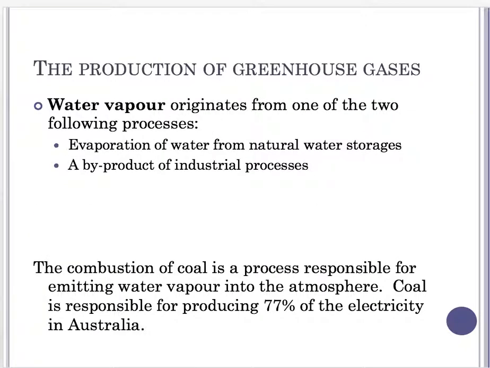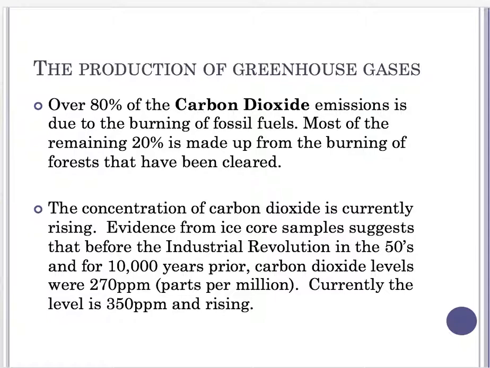The water vapor originates from one of the 2 following processes: evaporation from natural water storages and a byproduct of industrial processes. The combustion of coal is a process responsible for emitting water vapor into the atmosphere. Coal is responsible for producing, I think it's 76 to 77% of the electricity in Australia. Over 80% of carbon dioxide emissions is due to the burning of fossil fuels. Most of the remaining 20% is made up from the burning of forests that have been cleared.